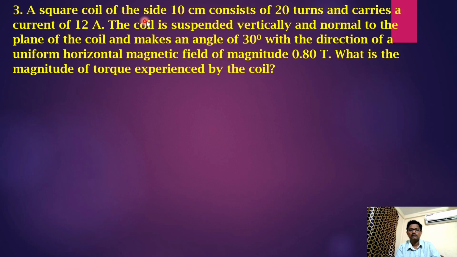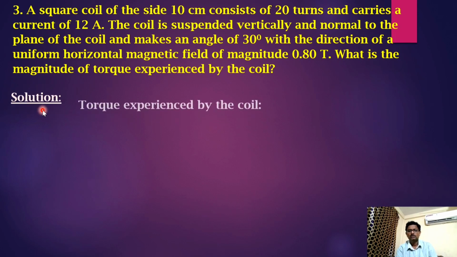A square coil of side 10 centimeter consists of 20 turns and carries a current of 12 ampere. The coil is suspended vertically and the normal to the plane of the coil makes an angle of 30 degrees with the direction of a uniform horizontal magnetic field of magnitude 0.8 Tesla. What is the magnitude of torque experienced by the coil?